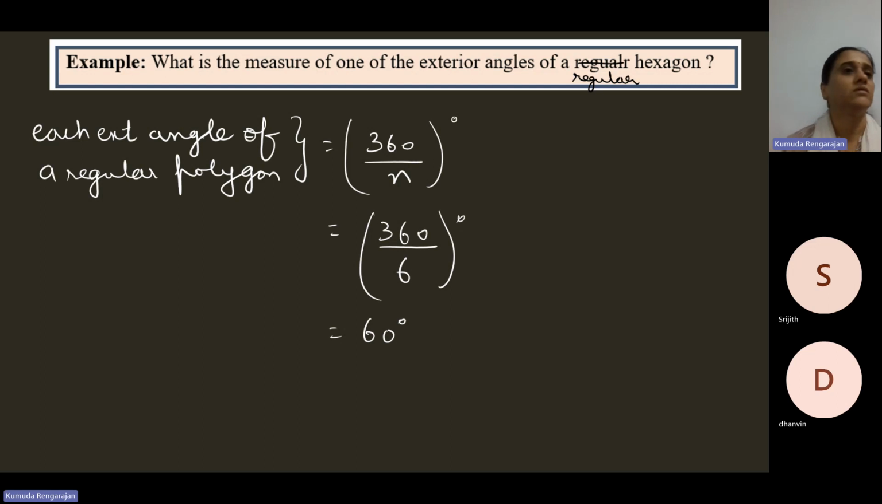Finished? Harini? Okay, next one. So 360 is the total of all the exterior angles. In a regular polygon, each exterior angle will be 360 by n. So 360 by 6, 60 degrees.